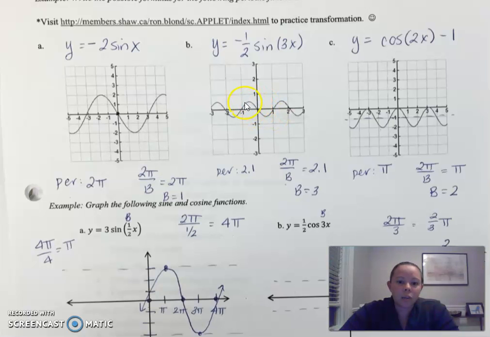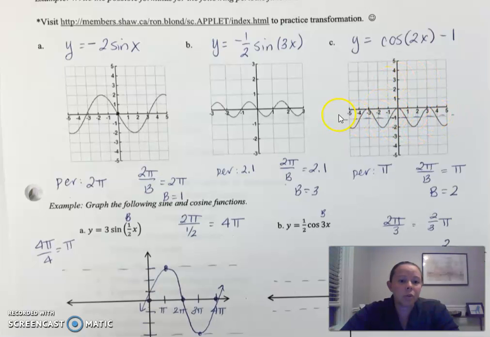And then it looks like we're only going up to 1/2. So the amplitude is 1/2. And then I just took 0 to 2.1. So made the period 2.1, set that equal to 2 pi over b. Flip those, solve for b, divide, and you end up with 3. So that worked out nicely. So 3x.